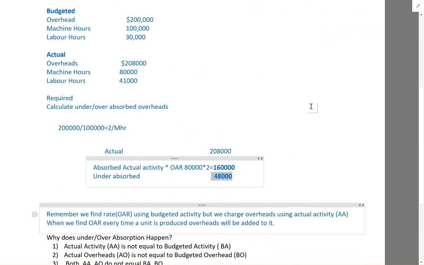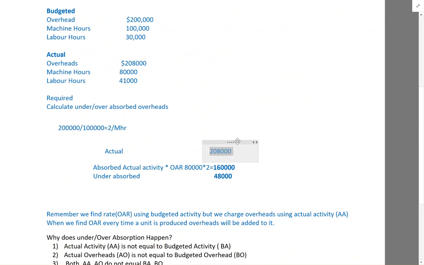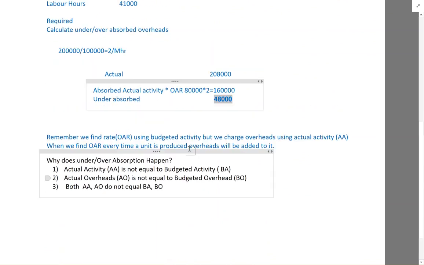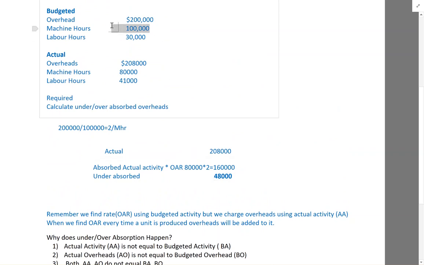So it simply means that the overheads that we have charged is less than the overheads that we have incurred. So this 48,000 would be deducted from our profit. Now, why does under or over absorption happen? One reason is actual activity is not the same as budgeted. As you can see here, we had 100,000 budgeted hours and actual were 80,000. Second reason is actual overheads is not the same as budgeted. We estimated 200,000 overheads, but actual overheads is 208,000. Or it could be a combination of both, like we have in this question. We have both overheads and activity different from overheads and activity budgeted.